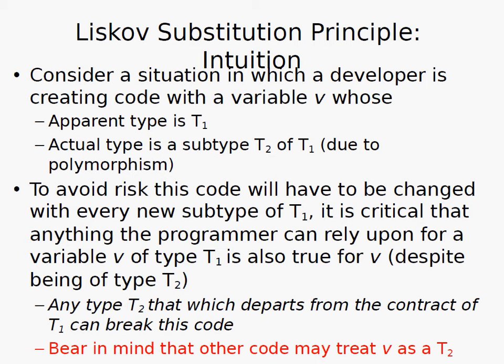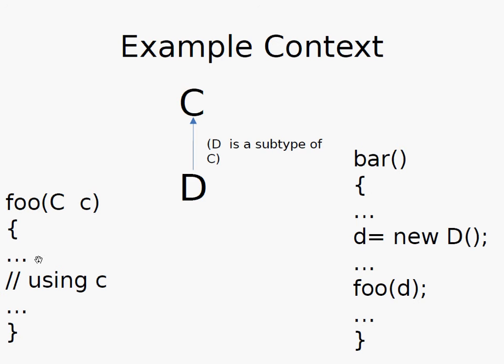Let's unpack this. Okay, let's turn this into some examples. And I'm going to be recurrently coming back to this situation where a developer is creating code with respect to something that has a parent type, but is actually a subtype of that. So let's consider someone writing foo. I have an apparent type C, but secretly, in this case, it's a D. Can you imagine that?